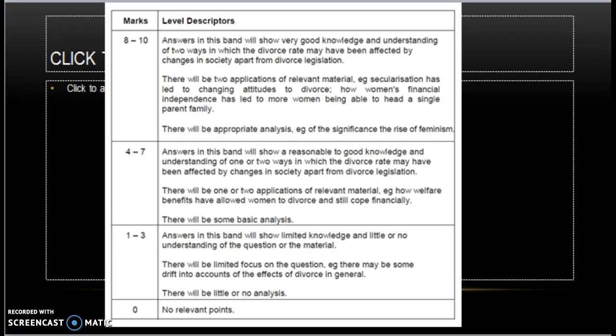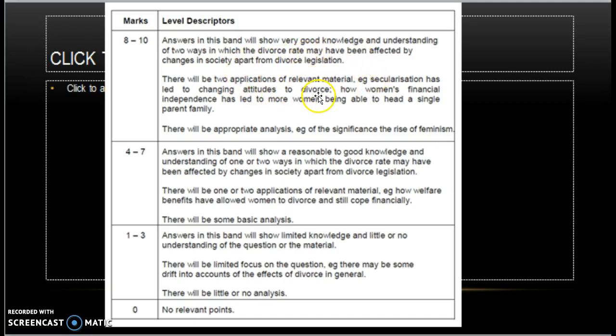So let's see the mark scheme then. As you can see on the mark scheme, to get to the very top band, you need to have very good knowledge and understanding of two ways, two changes in society, apart from divorce legislation. To stay in the top band, you've got to show the application of relevant material.